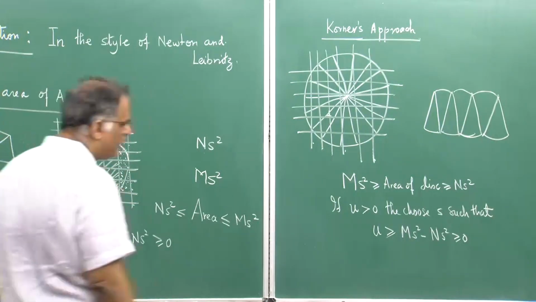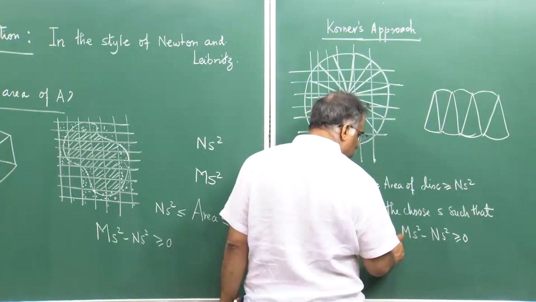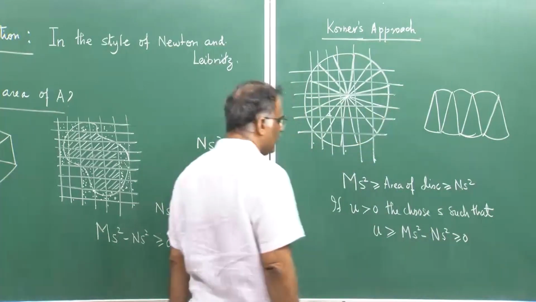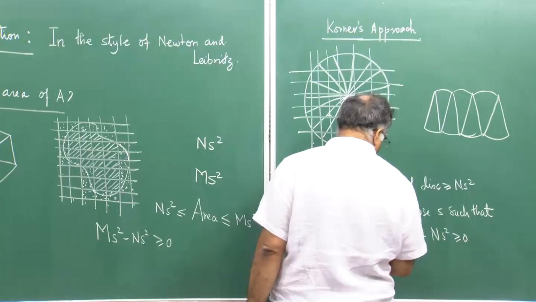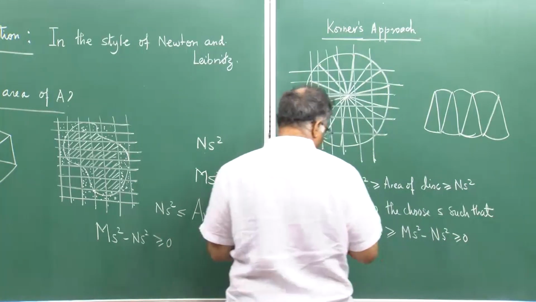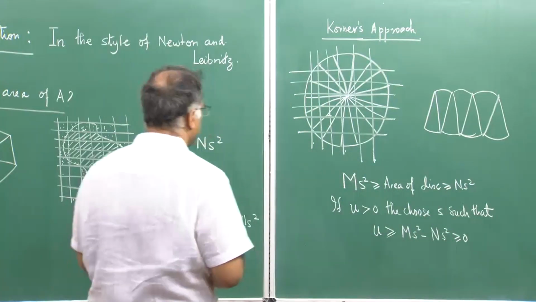If I keep on choosing the s, I can make u smaller and smaller. That is, I can push u towards 0. So this difference, the difference between these two, becomes smaller and smaller and finally converges to the area. That's the idea.